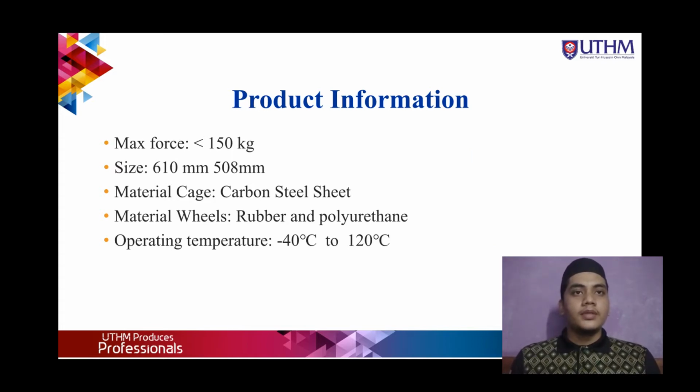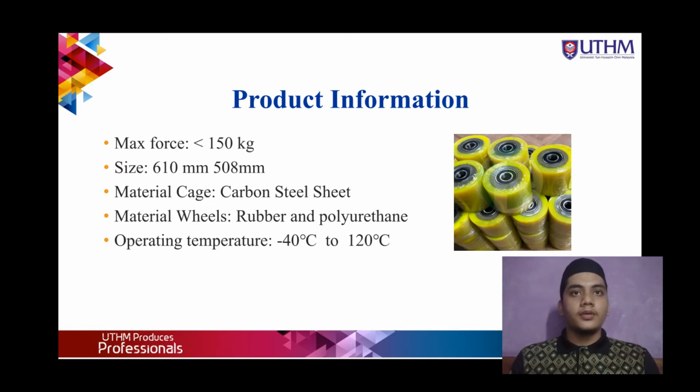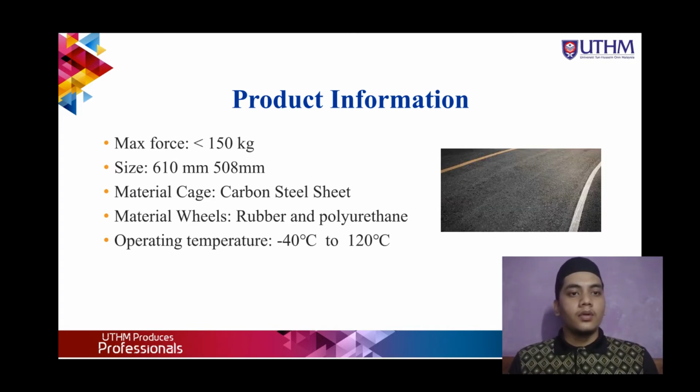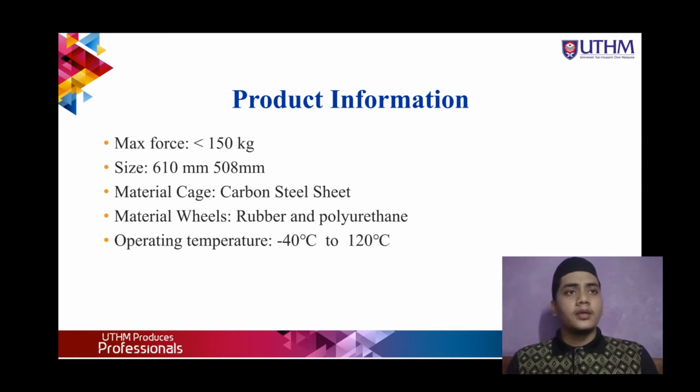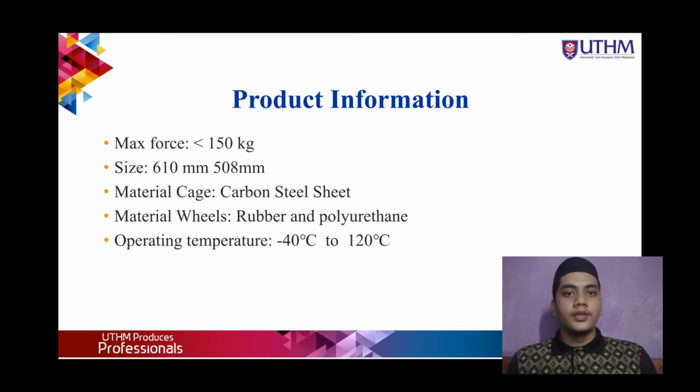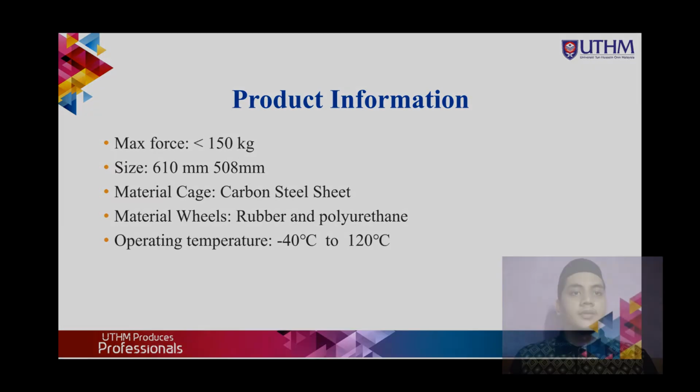For the wheel material, we use rubber and polyurethane. This material is very good because rubber is what we use on planes, where the conditions are unexpected, which means we can use it on the road or on concrete. The last thing is the operating temperature, which averages from negative 40 degrees Celsius to 120 degrees Celsius.